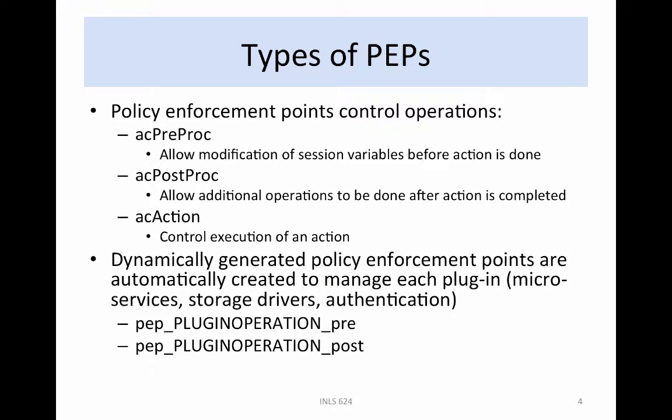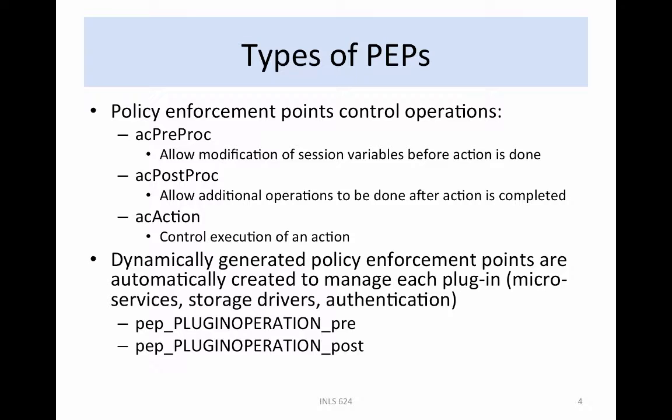Three types of policy enforcement points were originally created to control actions. These were pre-process enforcement points, typically named starting with acPreProc, that were used to manipulate input before any operations were applied. An example is choosing which default resource to use for storing a file based on a file property.